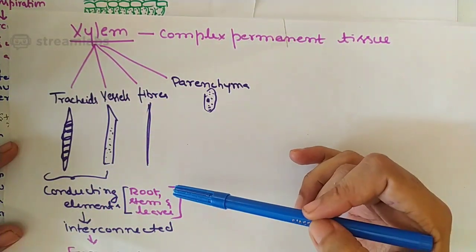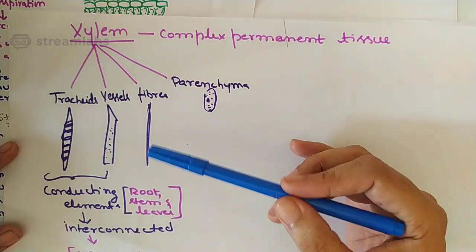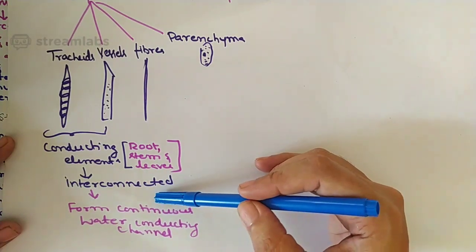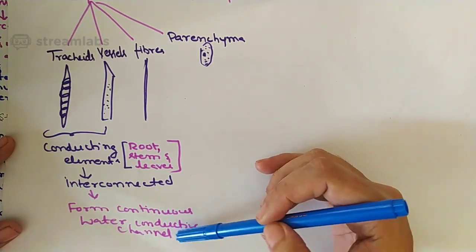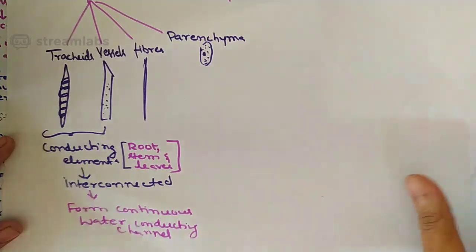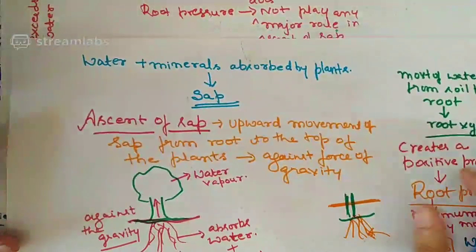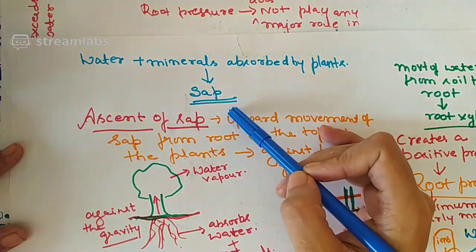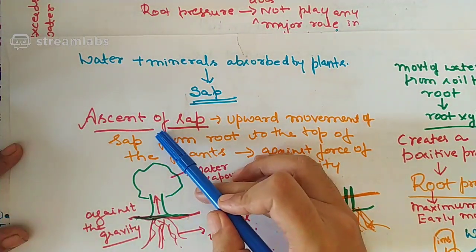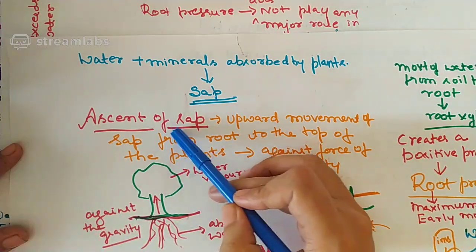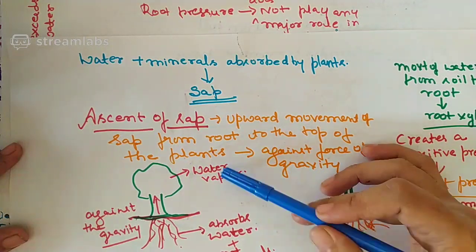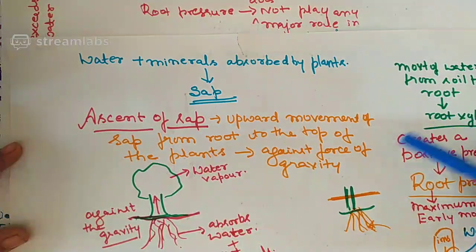So these conducting elements, that is the tracheids and vessels of the root, stem and leaves, are interconnected, and they form a continuous water conducting channel. Then I have told you what is sap. Water along with the minerals which is absorbed by the plant is called sap. And in the last session we learnt a new term, that is ascent of sap, the upward movement of sap from the root to the top of the plant against the force of gravity.